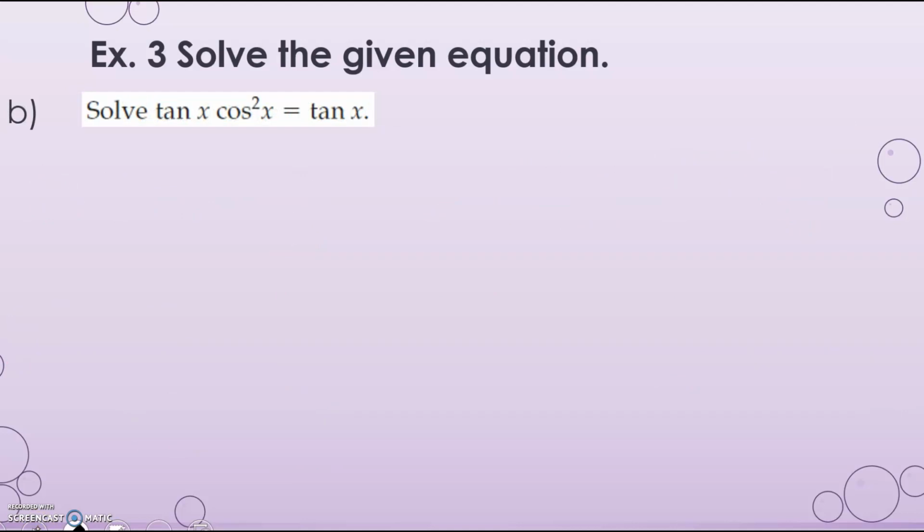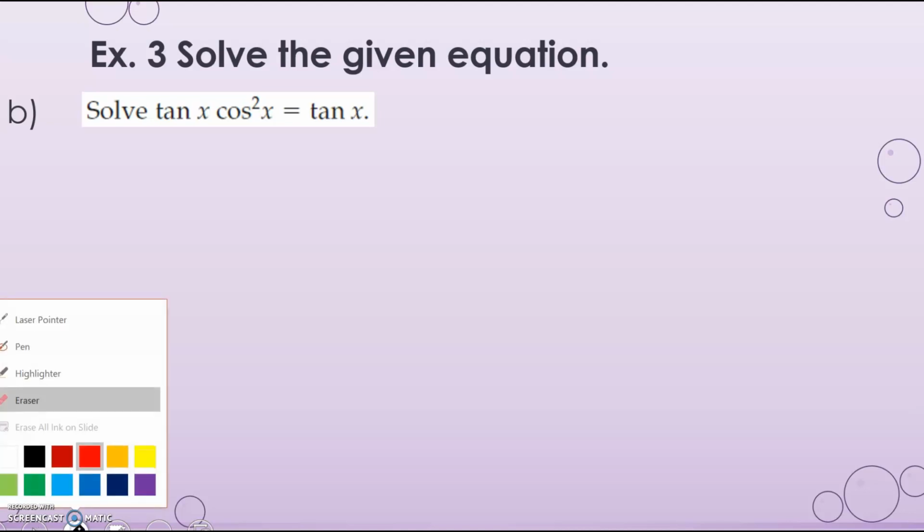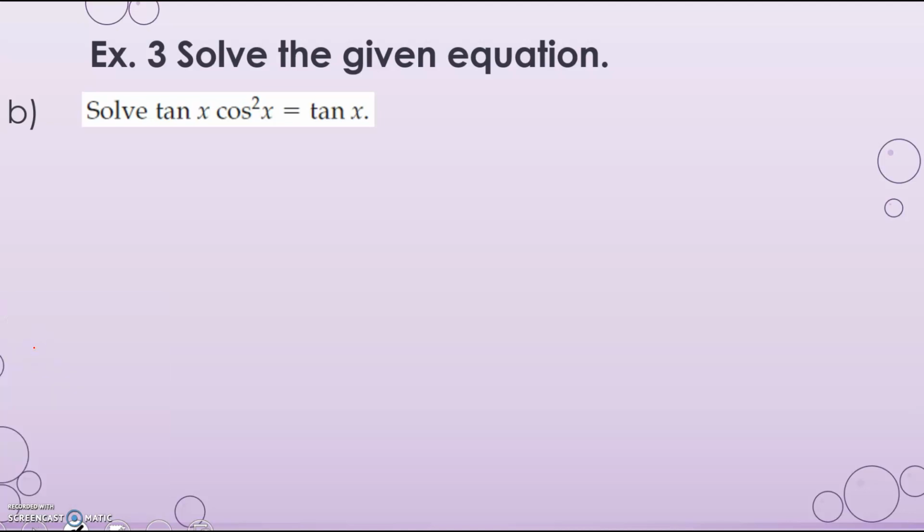So solve tangent of x cosine squared of x equals tangent of x. Ooh, this is a tough one because I actually have 2 different trig ratios here. I have both tangent and cosine. So what am I going to do? Well, first of all, guys, please do not divide both sides by tangent of x. We had this conversation already. You cannot divide both sides by a variable because what if that variable equals 0? Same thing here. I cannot divide both sides by tangent of x because what if that tangent of x equals 0?